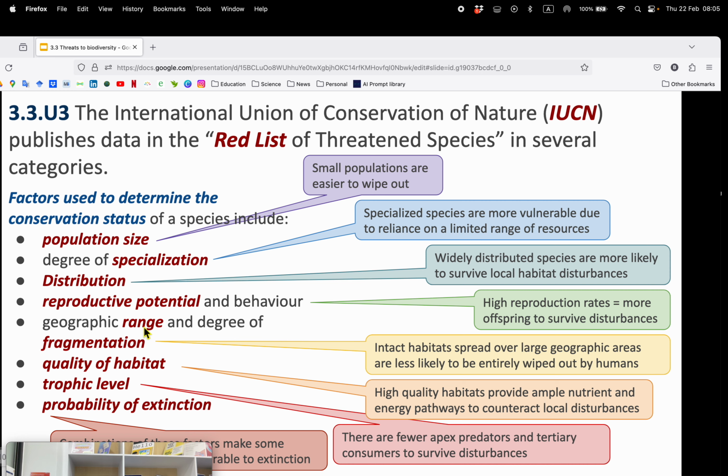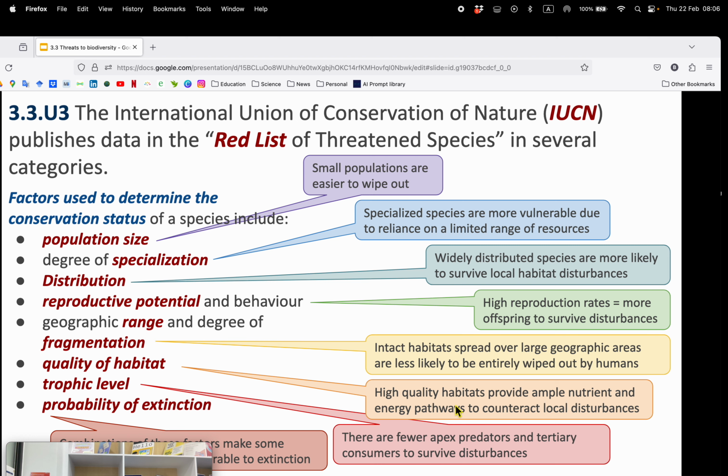When we look at geographic range and how that range is fragmented, intact habitats allow organisms to migrate in and out and allow populations to intermingle and interbreed. We talked about that a little bit in topic 3.2 in biodiversity. So the more intact the habitat is, the lower the risk of extinction.